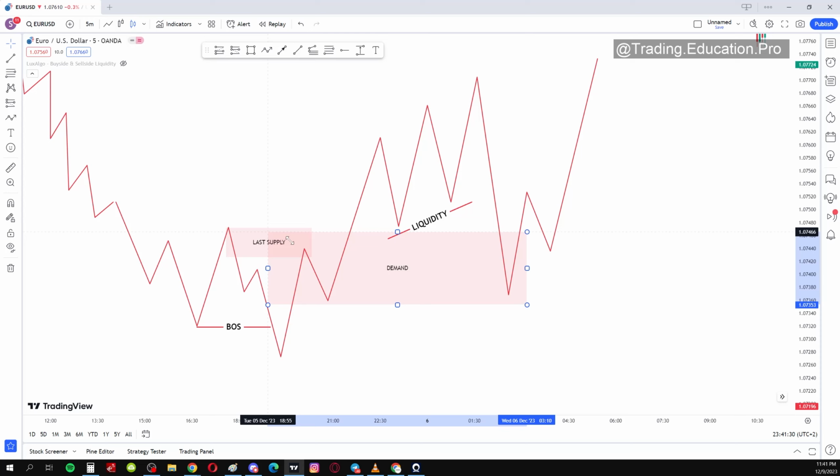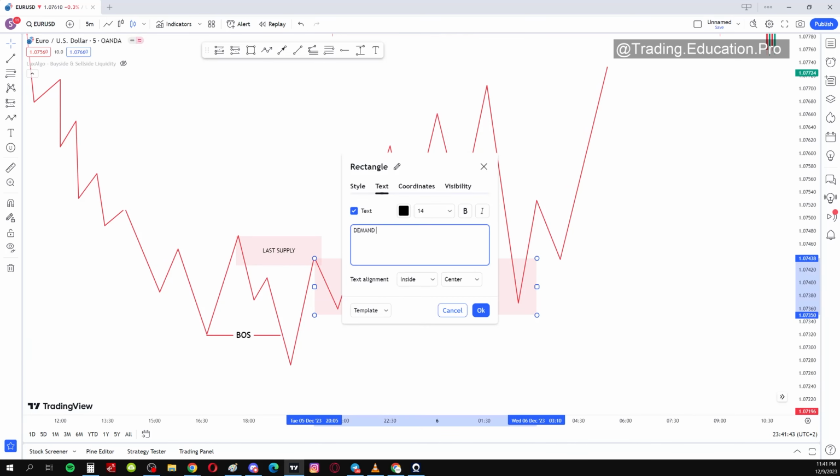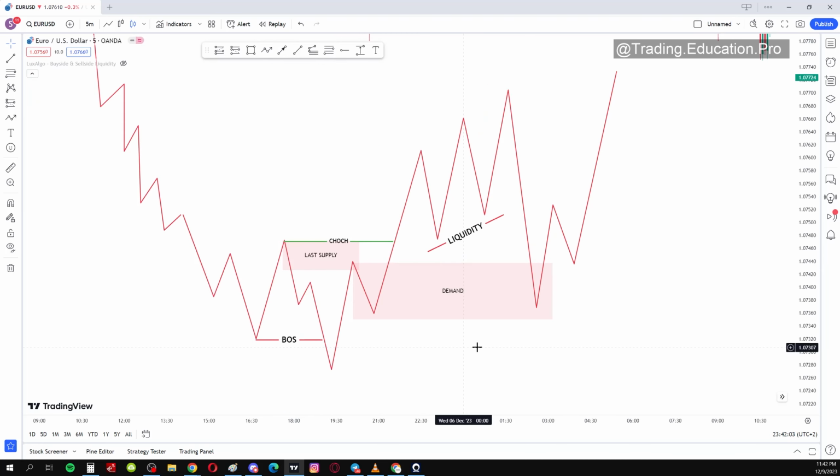And the flip is when they change character, like they change from supply to demand. So this would basically be the change of character here. This is the change of character.